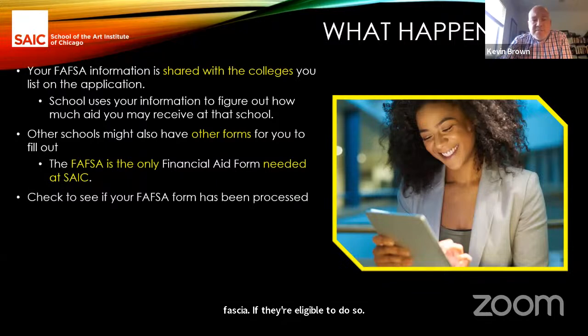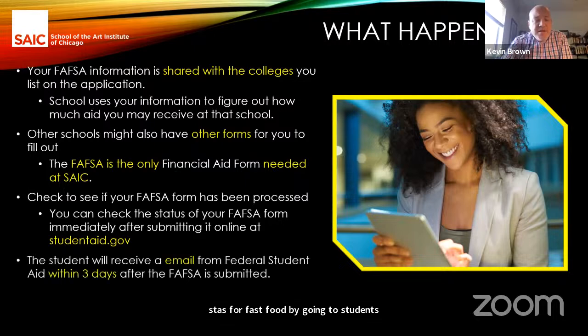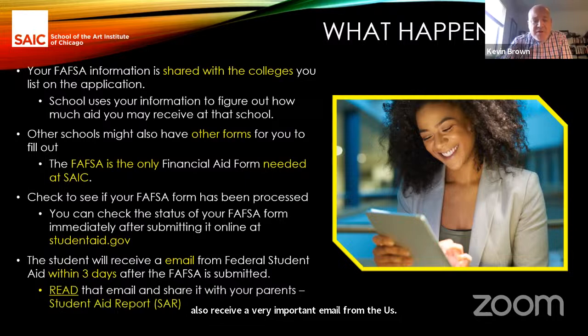Once you have submitted your FAFSA, you want to make sure your FAFSA form has been processed successfully. Students can check the status of the FAFSA form immediately after submitting it by going to studentaid.gov. Students, you will also receive a very important email from the U.S. Department of Education within 3 days after the FAFSA is submitted. Please make sure that you read that email and share it with your parents when necessary. This will contain something known as your student aid report, which is basically the results of the FAFSA you've just submitted.